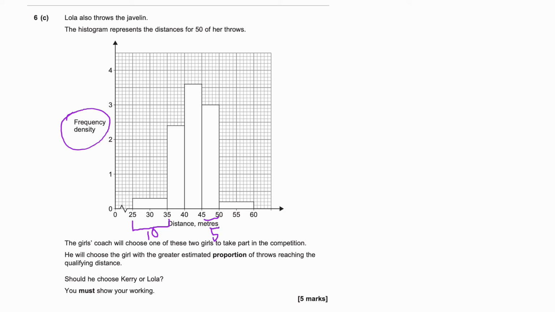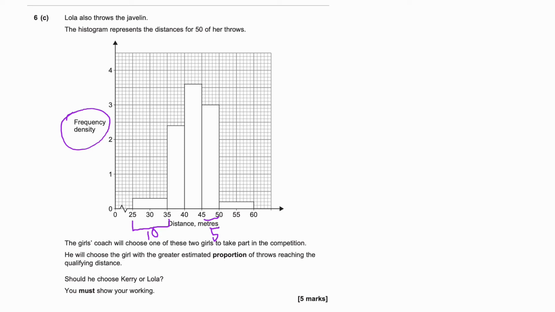So when you're plotting a histogram, to work out the frequency density, what you do is you work out your frequency and you divide it by the group width, and that will give you the frequency density. But when we've got a histogram and we're trying to work out the frequency, what we do is work out the area of the block or the bar that we're interested in by multiplying the width of it by the frequency density, and that will take us back to the frequency.